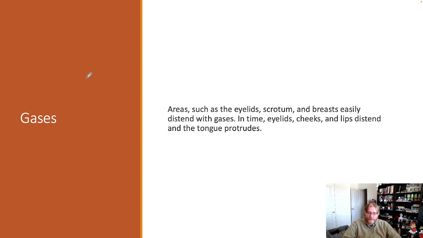Areas such as the eyelids, scrotum, and breasts easily distend with gases. In time, eyelids, cheeks, and lips distend, and the tongue protrudes.